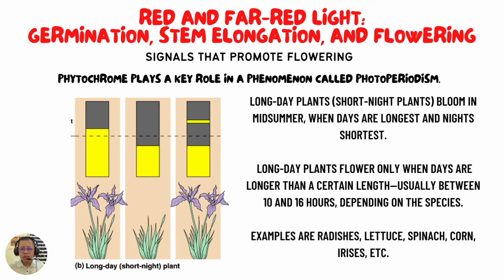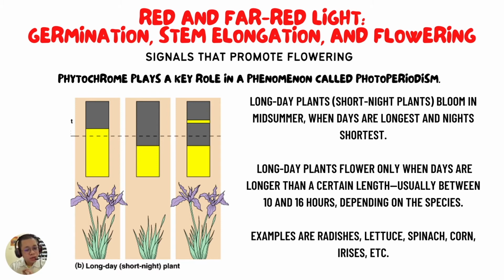The long day plants, or the short night plants, bloom in midsummer when days are longest and nights shortest. Long day plants flower only when days are longer than a certain length, usually between 10 and 16 hours depending on the species. Examples are radishes, lettuce, spinach, corn, etc.